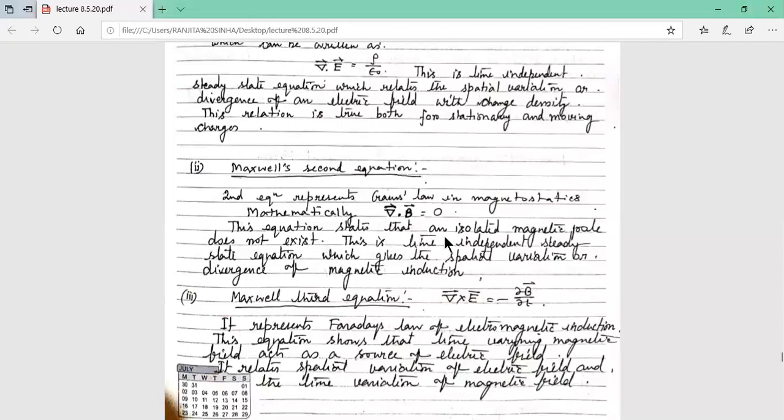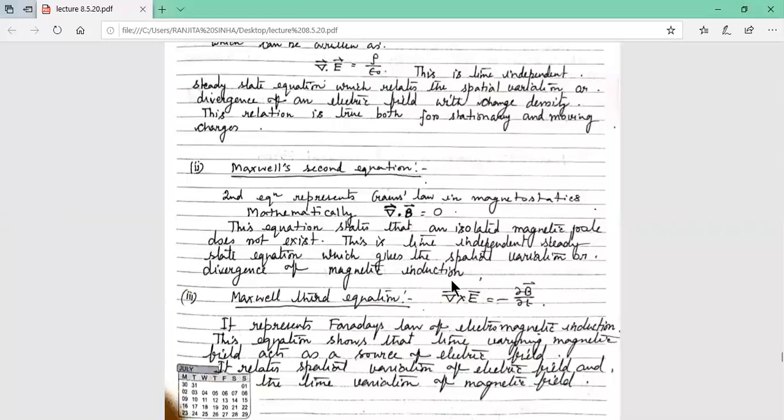This equation states that an isolated magnetic pole does not exist. This is the time independent, steady state equation. The del operator is i hat del by del x plus j hat del by del y plus k hat del by del z, so this gives the space gradient. Divergence of B equal to 0 gives the spatial variation of magnetic field, or divergence of magnetic induction.